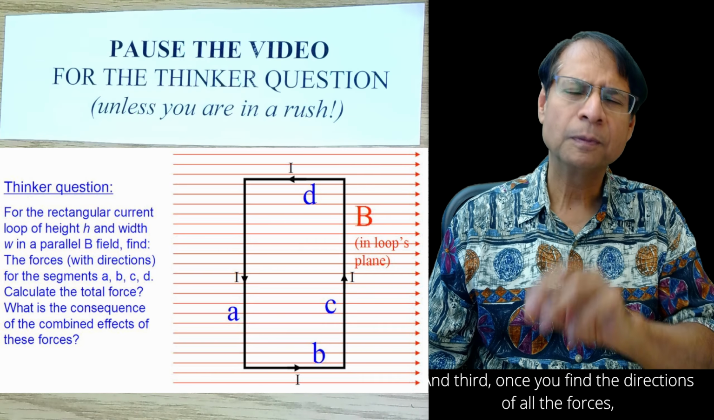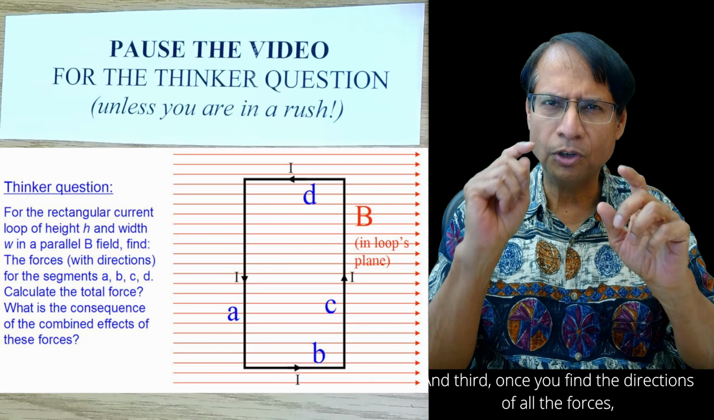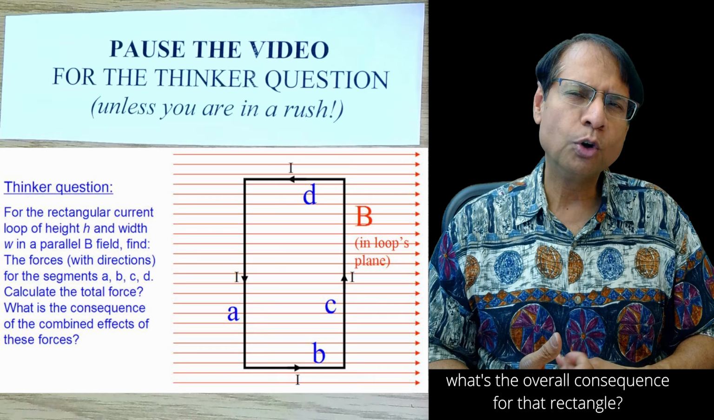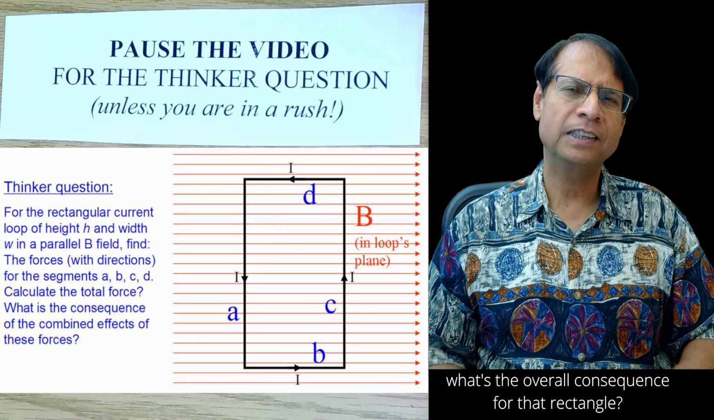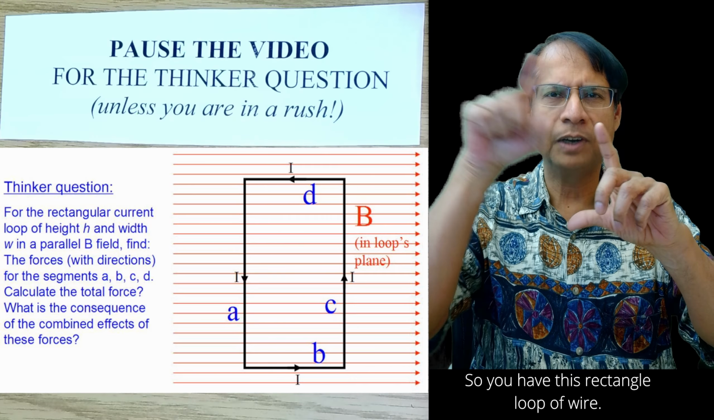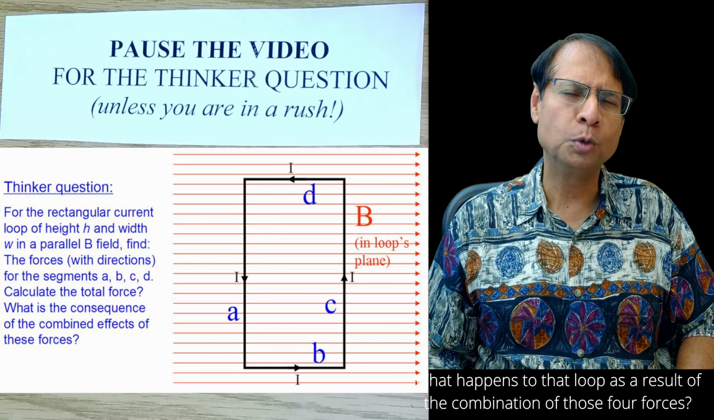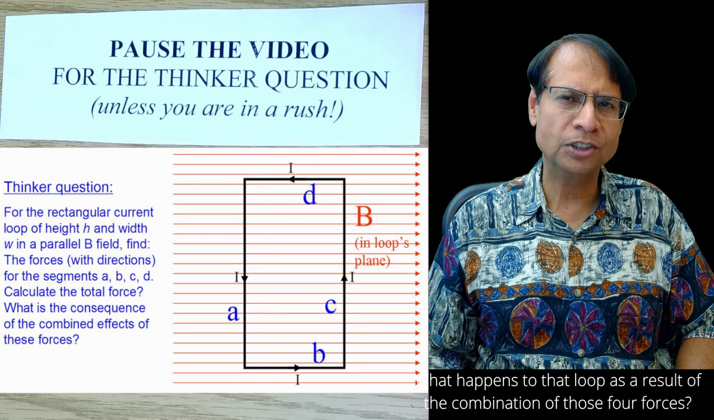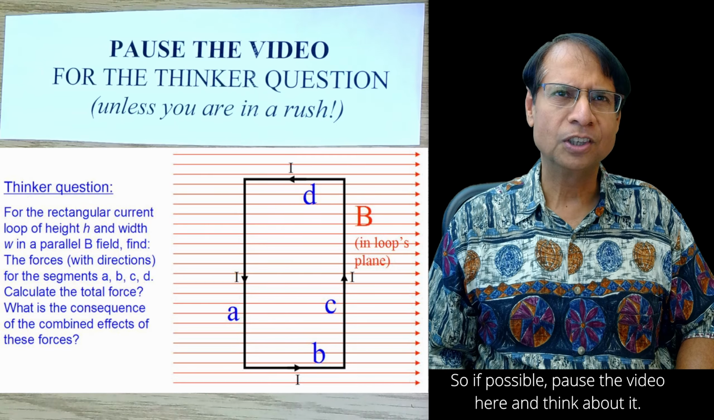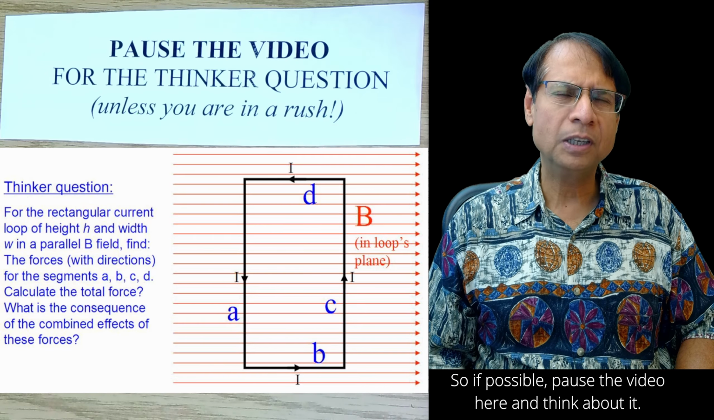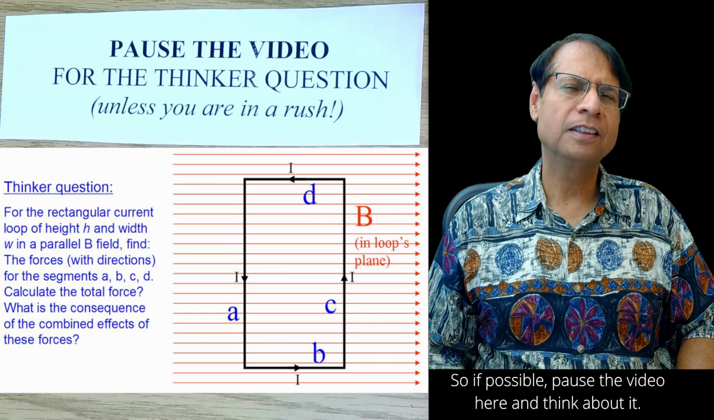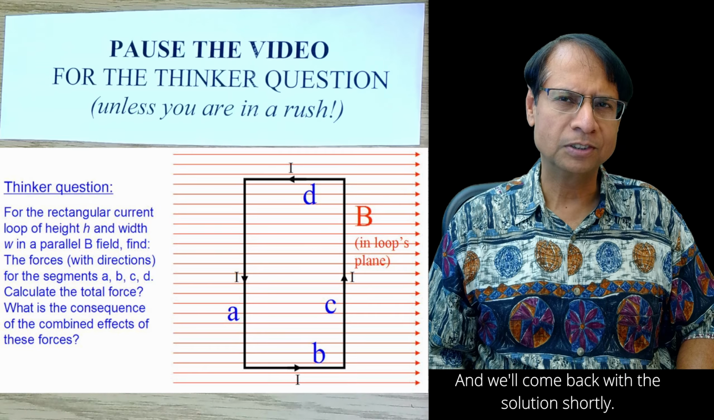And third, once you find the directions of all the forces, what's the overall consequence for that rectangle? So you have this rectangular loop of wire, the current is going around like that. What happens to that loop as a result of the combination of those four forces? If possible, pause the video here and think about it, and we'll come back with the solution shortly.